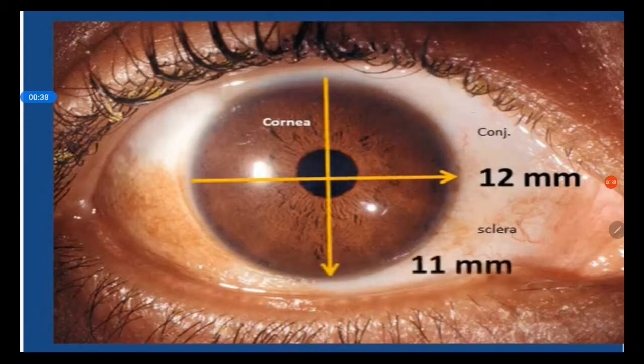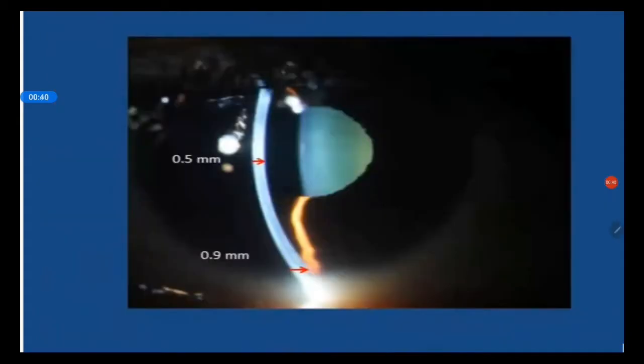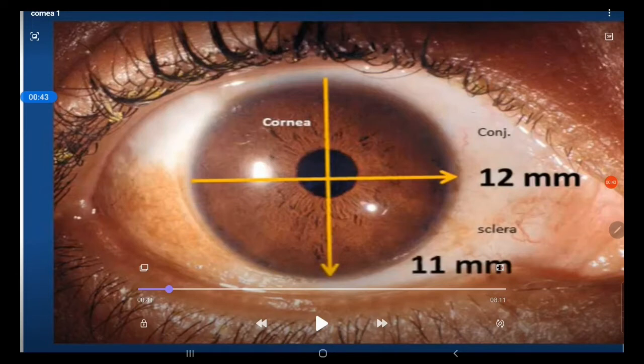This is the diameter of the cornea. As you can see here, vertically the cornea is around 11 millimeters and horizontally it is around 12 millimeters. The vertical diameter is smaller because it is covered more by the sclera, or there is a scleral overlap of the superior part of the cornea, because of which the vertical diameter of the cornea is lesser than the horizontal.